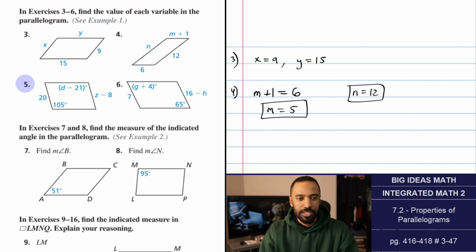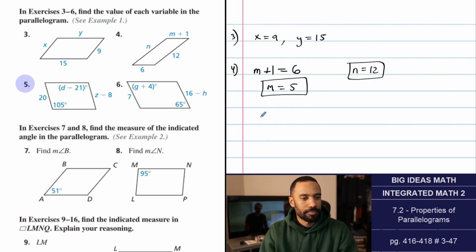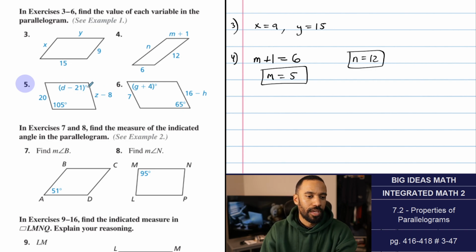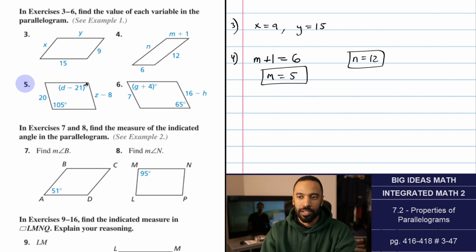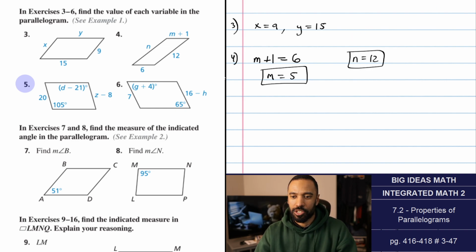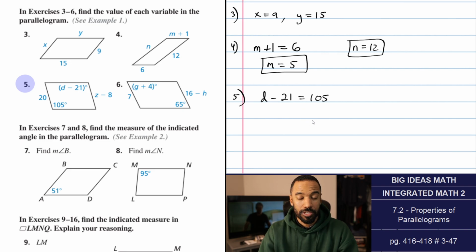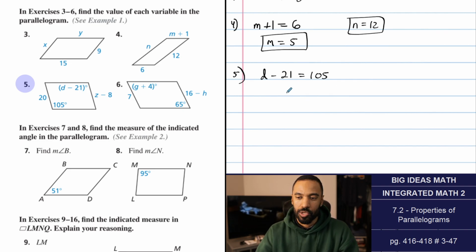Okay, number 5. This time we have, and you can tell, you might ask which ones are, is d minus 21 a length or is it an angle? You have a degree symbol, so that's going to be this angle right here that they're pointing to. It's the one closest. And 105 is opposite that. Let's start with D. Let's start with something we didn't yet do. So we have d minus 21 equal to 105. They are opposite angles, excuse me. They are congruent. So I can add 21 to both sides. I'll get d equals 126.